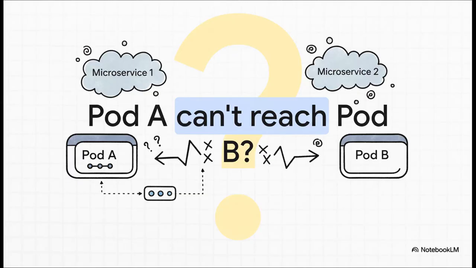Okay, let's start with the classic. Pod A can't reach Pod B. I guarantee you'll hit this one. You've deployed two microservices, and for some reason, one just can't talk to the other. Where do you even begin?